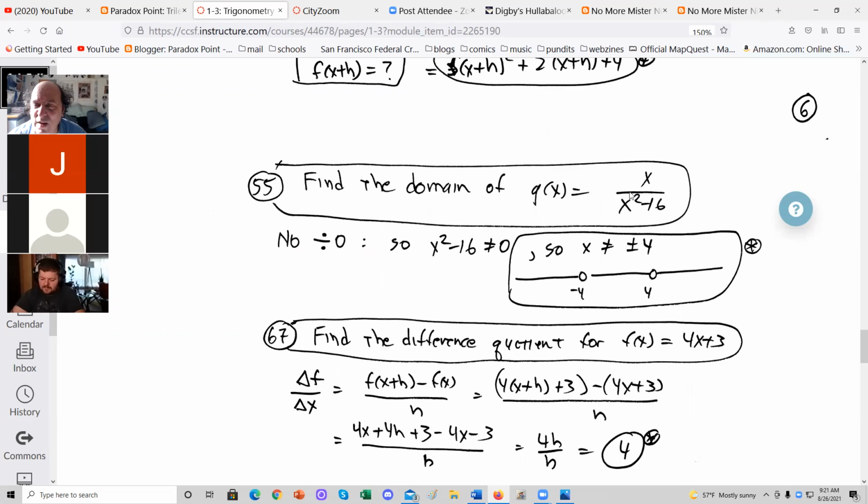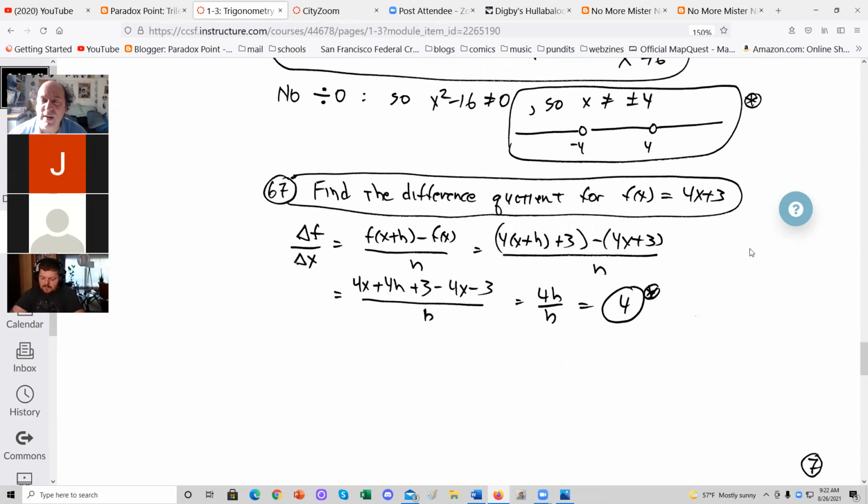Find the domain of x over x squared minus 16. Okay, there's no square root, so the only worry is do we have a division? We don't want any division by 0, so x squared minus 16 is not 0, and that rules out plus or minus 4. X is every value except plus 4 or minus 4. So this doubly punctured line is the domain.